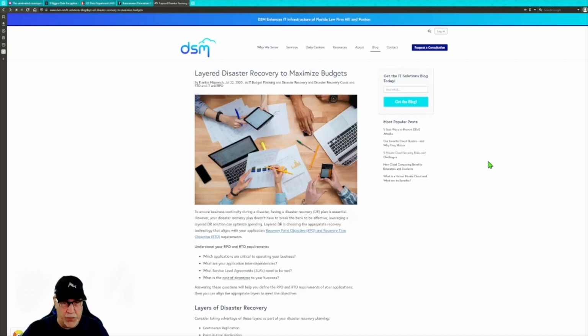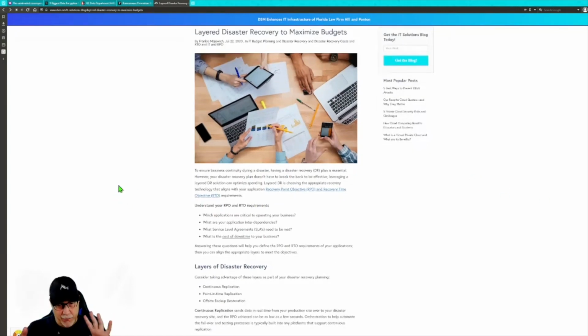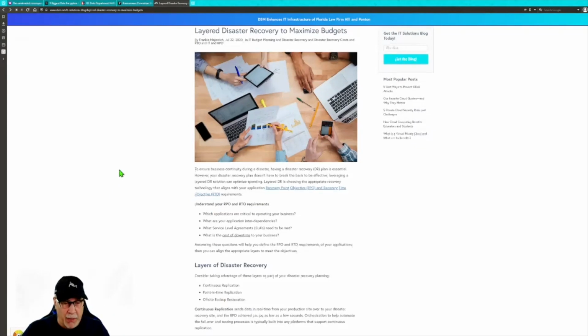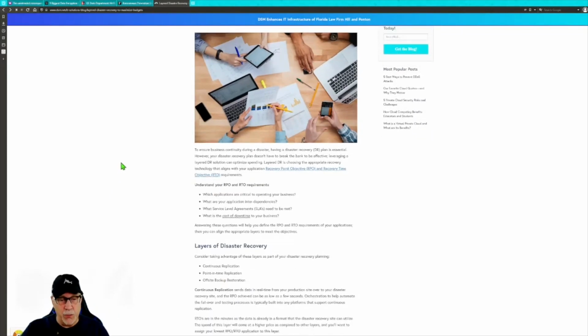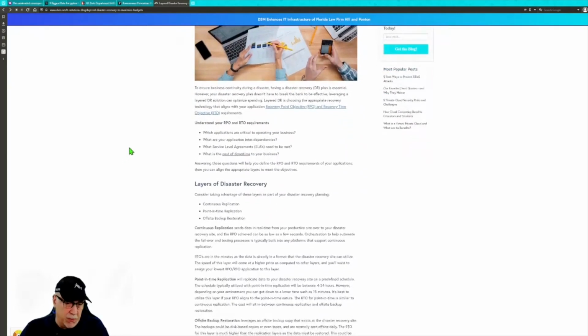So just doing a little research, I came across this company called DSM. They're a managed services provider actually based in Florida, but they're kind of a regional service provider. And interestingly, I quickly scanned through this article describing how they implement a multi-layer DR and data protection scheme. And it's very much along the same lines as we talk about.